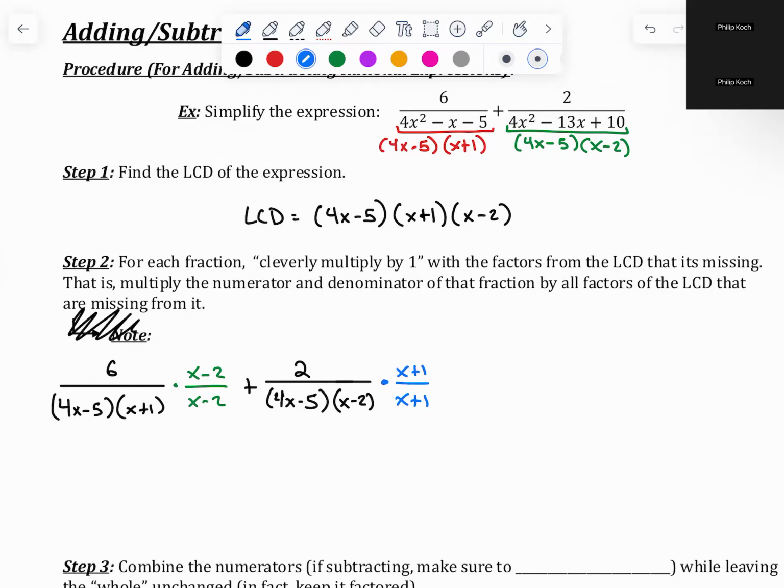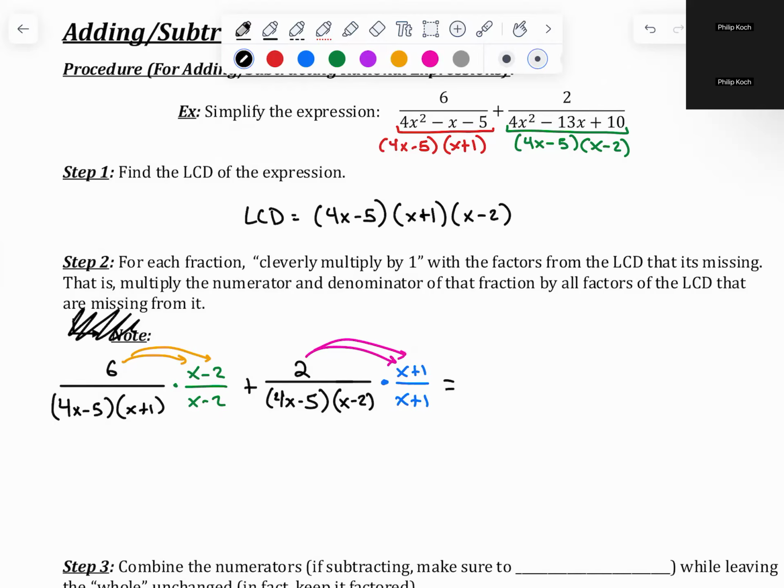Then we need to remember to distribute. So the 6 goes into those two things and the 2 goes into those two things. And so what we end up with, which I typically don't write, and I'll show you what I mean when we do some more problems, is by doing what we did in green and blue and distributing like we did, we have guaranteed that the denominators are the same.